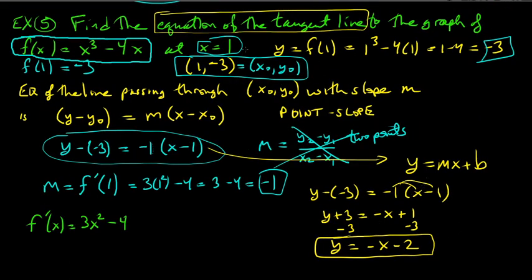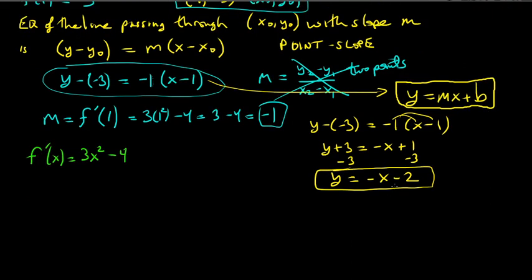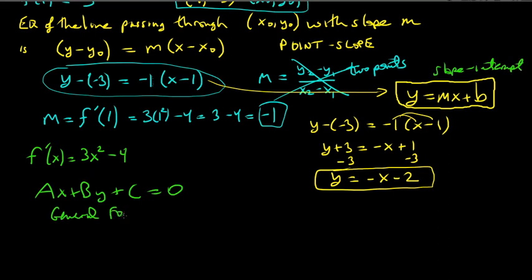Passing through the point 1, negative 3, and it's the tangent line to the graph of x cubed minus 4x. Okay, so again, when I ask for the equation of a line, I like y equals mx plus b, although the Larson book apparently doesn't like that version. Larson likes the following version: ax plus by plus c equals 0, which is sometimes called the general form of a line. This is the slope-intercept form. This is the general form.